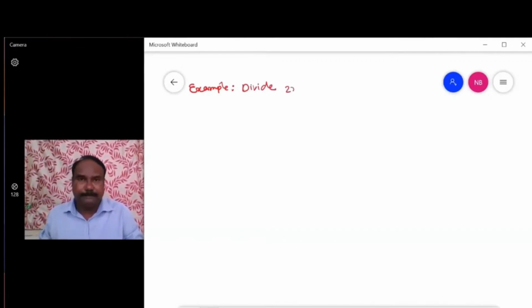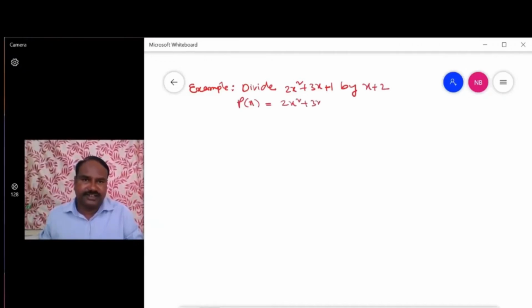divide 2x square plus 3x plus 1 by x plus 2. Here P of x is equal to 2x square plus 3x plus 1 and g of x is equal to x plus 2. Then after doing division we will get q of x, that is the quotient, as well as r of x, the remainder. So we consider this P of x, 2x square plus 3x plus 1, and divide with this x plus 2.